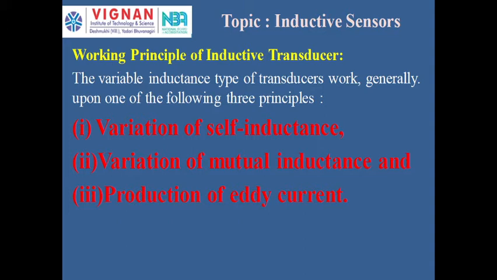And what is eddy current? Simply, when a conducting plate is placed near a current carrying coil, or simply you can say when a conducting plate is placed near a coil carrying alternating current, eddy currents are produced. Because of the production of these eddy currents, we can sense vibration, displacement, etc. Those we will see. So this is the basic principle of inductive transducers. Now we will see one by one.